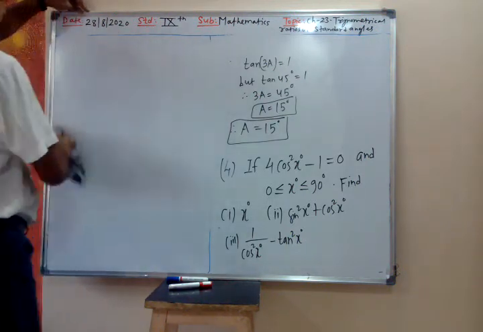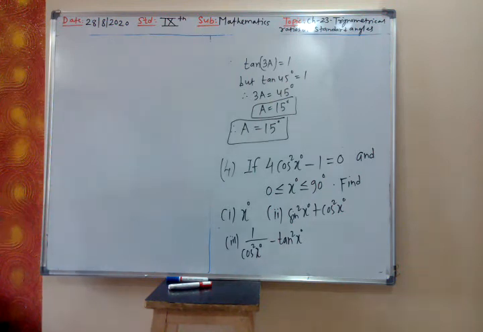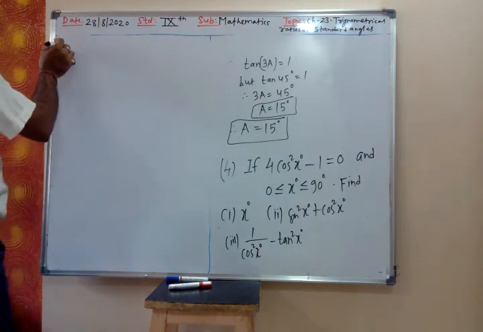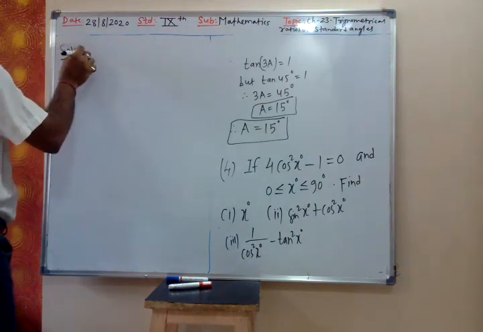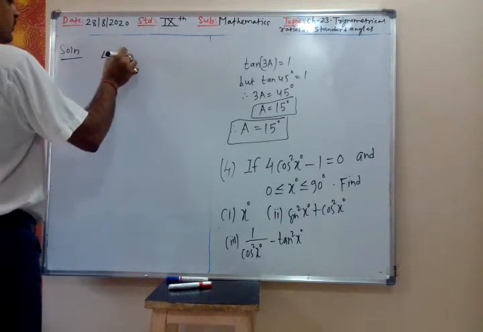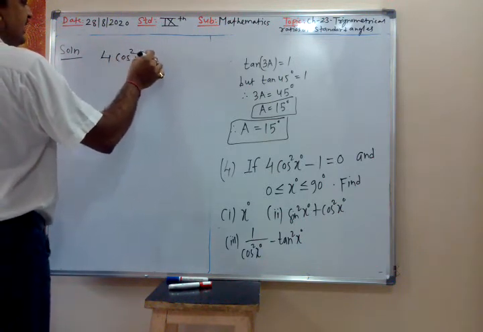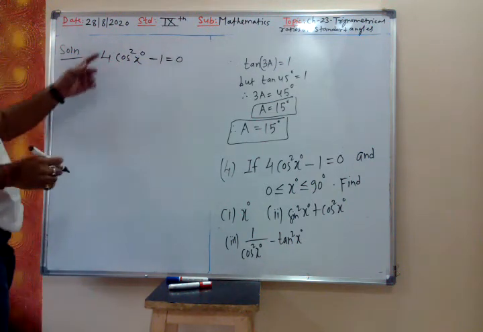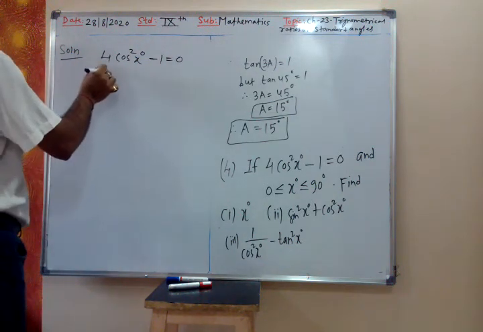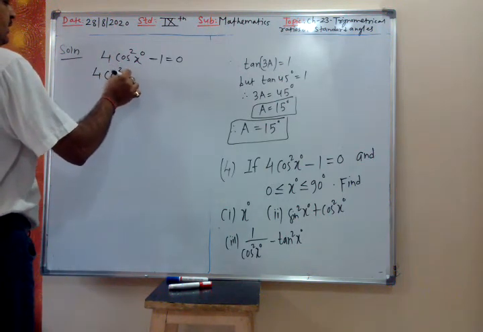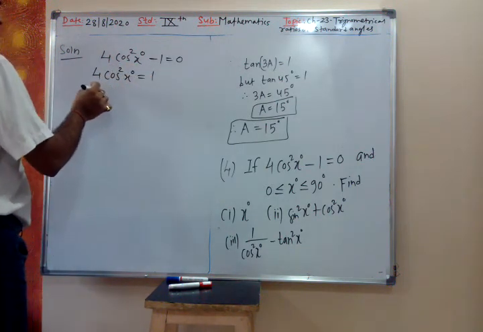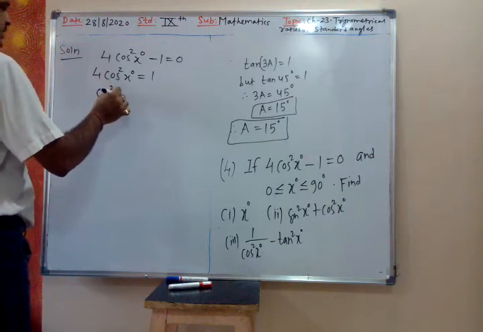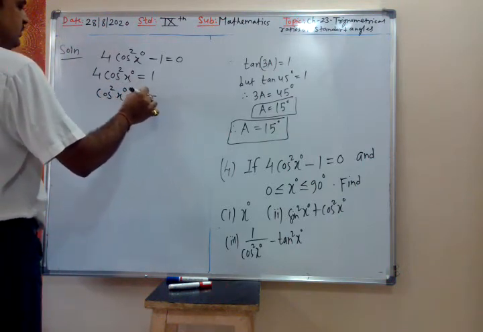So now let us solve this. We are given 4 cos square x degree, minus 1 is equal to 0. We take 1 on the other side, you will get 4 cos square x degree is equal to 1. So cos square x degree is equal to 1 by 4.